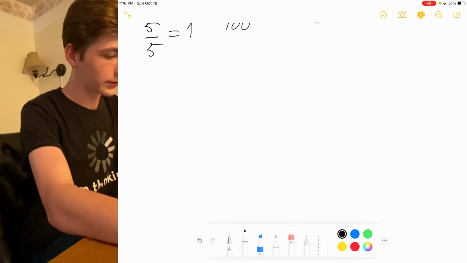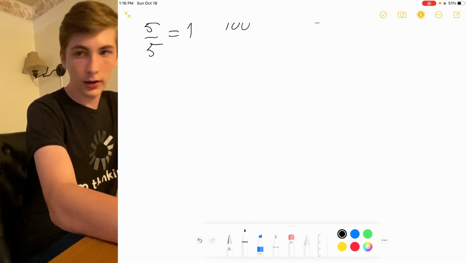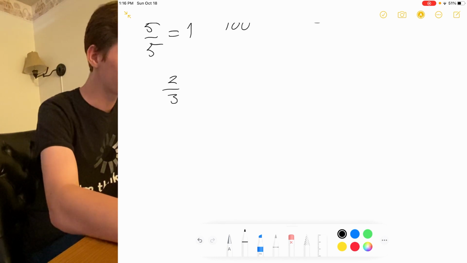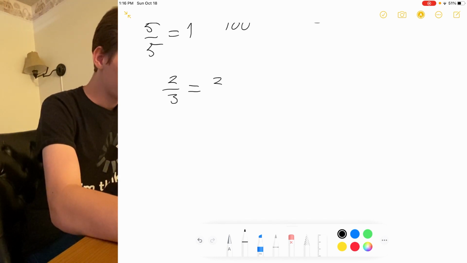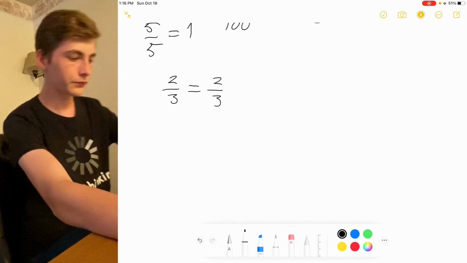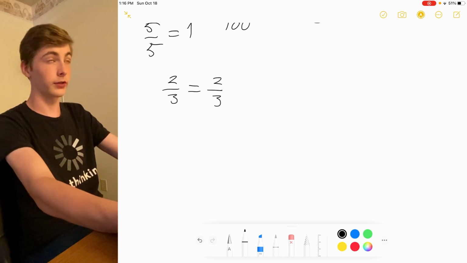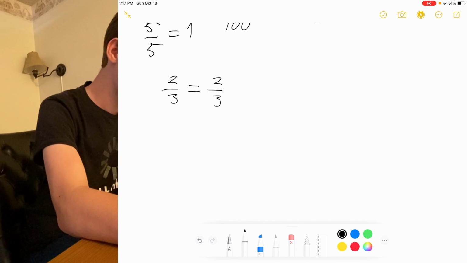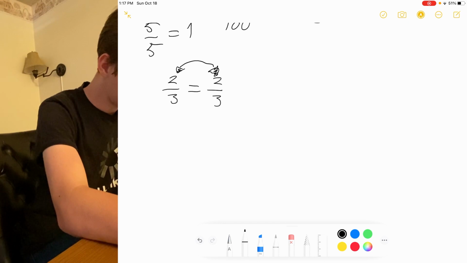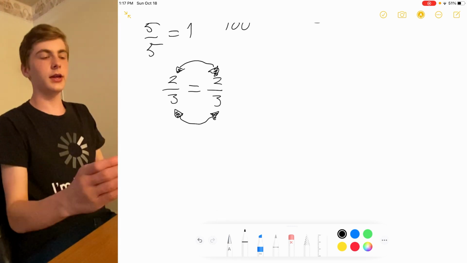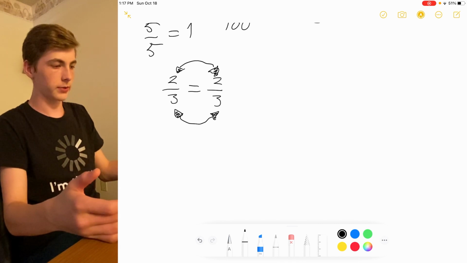So let's say we have two fractions, and I'm going to give an example again, 2/3. How do we know if it's equal to another fraction? Well, first of all, it's going to be equal, or we say equivalent, to another fraction if the numerators and the denominators are both the same. If it's 2 and 2, and then 3 and 3, they're the same, so they must be equal because they come out to be the same amount.